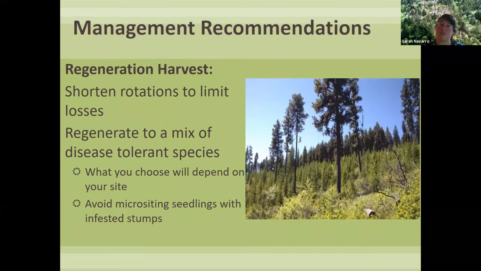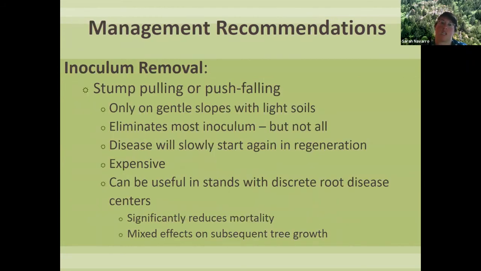So regeneration harvest, shorten rotations to limit that loss is important there, and then regenerate to a mix of disease tolerant species. What you choose will depend on your site. You know, we're not going to recommend Western red cedar on a really dry site, and avoid micrositing seedlings with infected stumps. So avoid planting seedlings right next to that infected stump. Sometimes stumps can provide really good sites for seedlings, but in the cases where you have infected stumps, really avoid those areas. And if you do want to replant with Douglas fir, we recommend keeping Douglas and Grand fir to less than 30% of the stems that you replant.